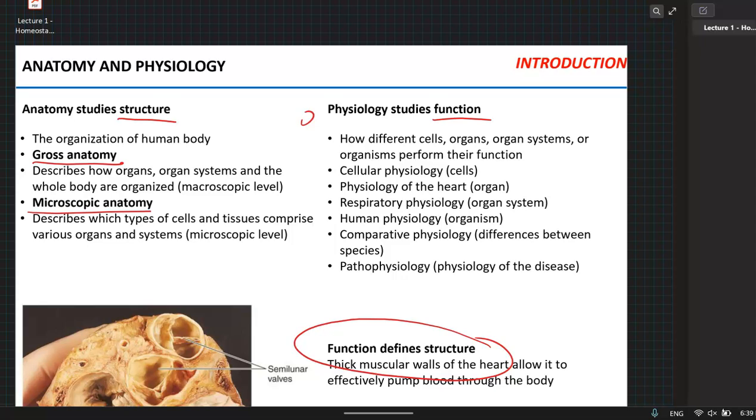Physiology is usually defined either by the object that it studies, like is it a cell, is it an organ, is it an organ system, or animal, or approach. Like you can study human physiology, but in disease. So that would be pathophysiology. Or you can compare the physiology of, say, urinary systems between different animals, so comparative physiology.